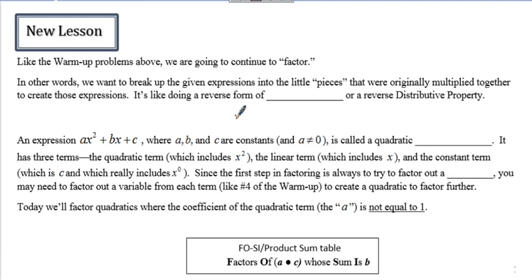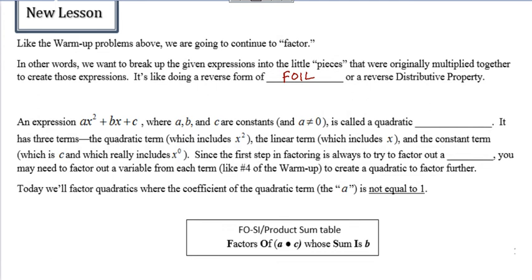And again, let's remember what factoring is. It's breaking up the expressions that were given into the little pieces that were originally multiplied together to create them. If you'd like to think of it as we're doing a reverse form of FOIL. We're reverse foiling, right? Or reverse distributing. We're going in reverse. Instead of multiplying first times first, outer times outer, inner times inner, last times last, we're undoing that work by factoring.